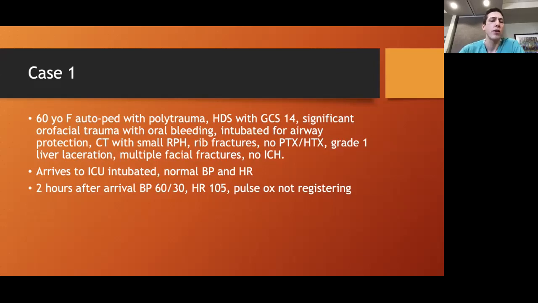She arrived to the ICU intubated with a normal blood pressure and heart rate. 2 hours after arrival, however, her blood pressure is 60/30 and her heart rate is 105, and her pulse ox is no longer registering.